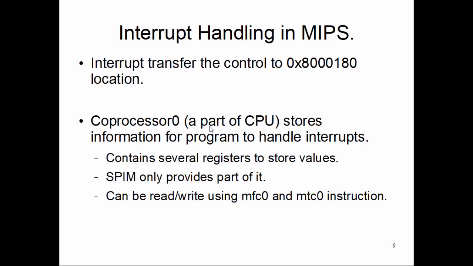This processor, Coprocessor 0, contains several registers to store values. Your simulation environment in Mars, which underneath is running SPIM, provides only a part of it. Whatever you see in the Mars window in the coprocessor register list is just the part that the simulator provides, not the full list that a real MIPS Coprocessor 0 supports. These can be read or written using MFC0 and MTC0, similar to the MFLO, MFHI concept. It is move from Coprocessor 0, move to Coprocessor 0 instruction.